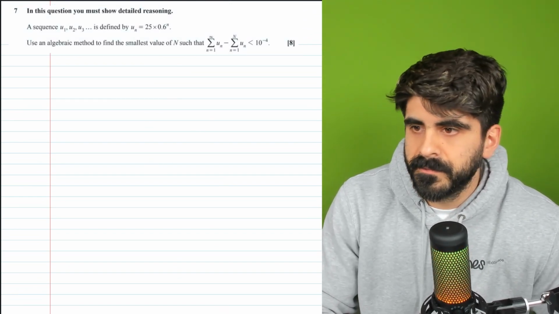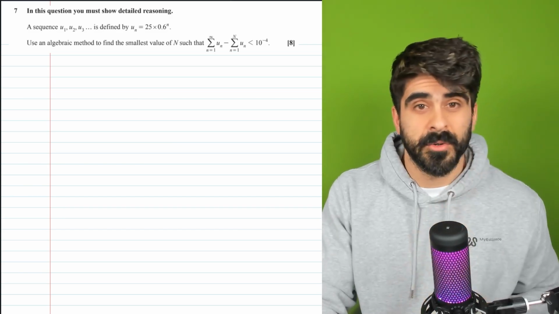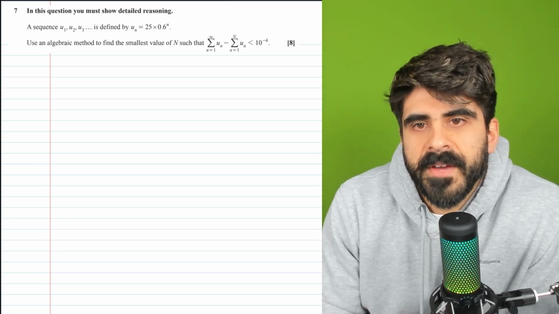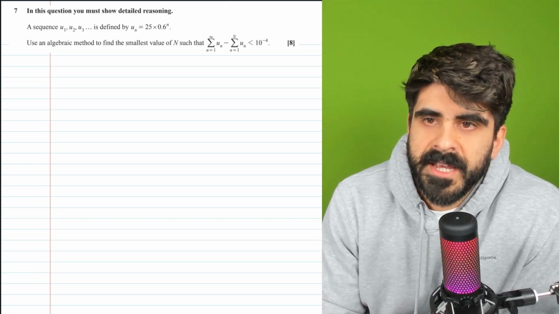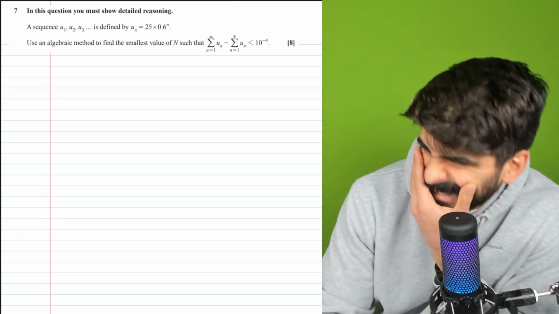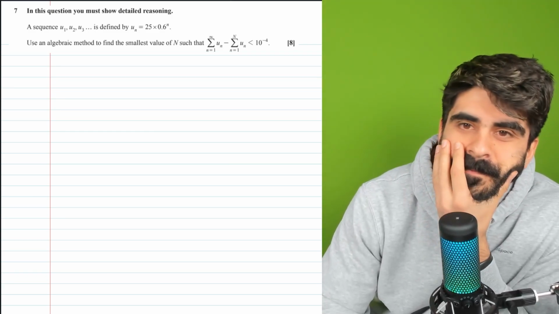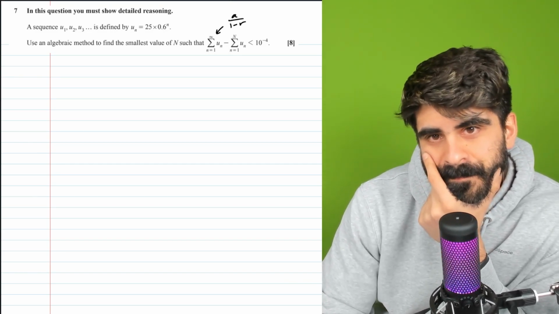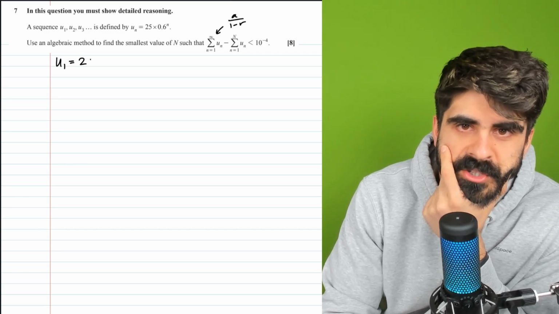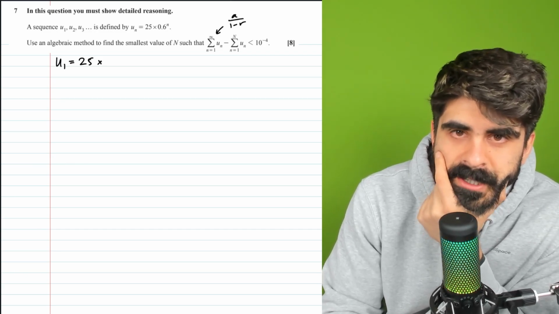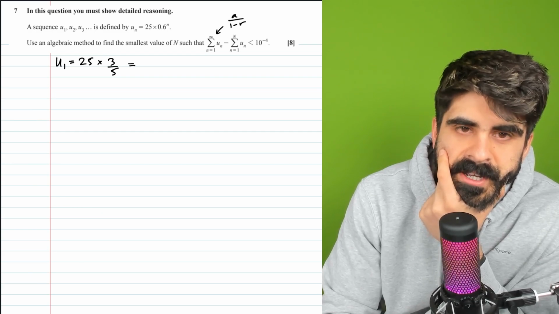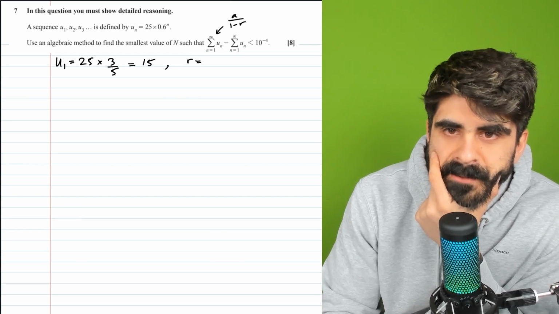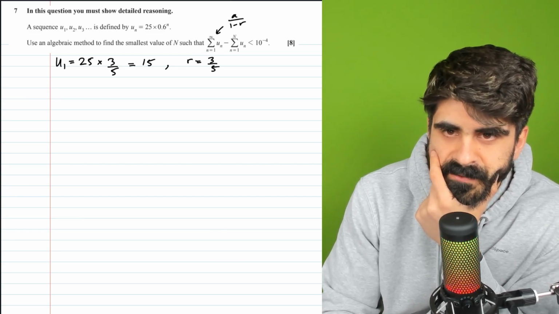We've got a sequence defined by this. Use an algebraic method to find the value of n such that the sum to infinity minus the sum to n terms is... it's a sticky one. This is a over 1 minus r. Now, a is u1, which is 25 times 0.6 to the power of 1, which is 0.6, which is 3/5, which is 5 times 3, so 15. And r is the base number 0.6, which I'm going to say 3/5.